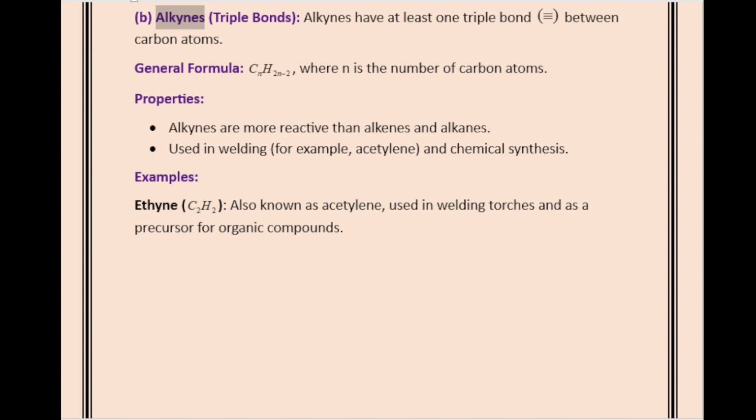B. Alkynes: triple bonds. Alkynes have at least one triple bond between carbon atoms. General formula, where n is the number of carbon atoms. Properties. Alkynes are more reactive than alkenes and alkanes. Used in welding, for example acetylene, and chemical synthesis.